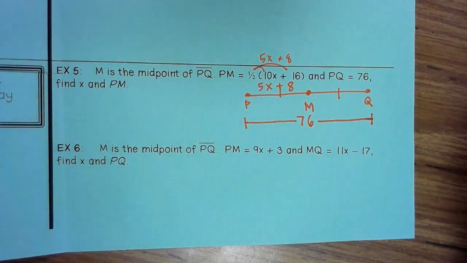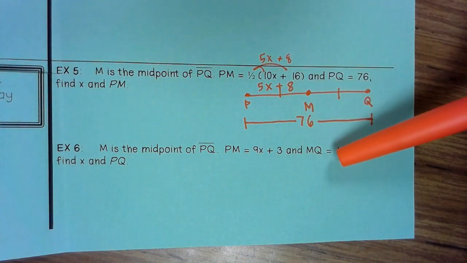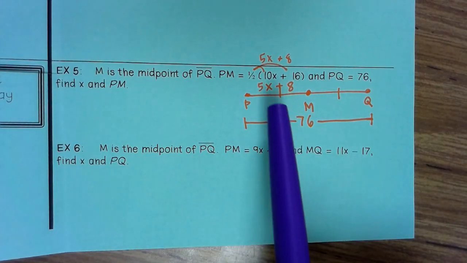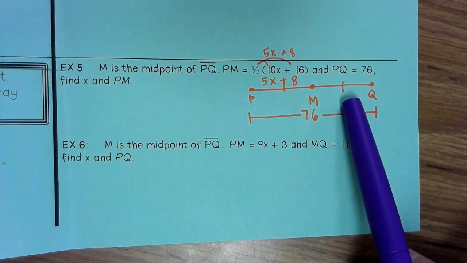Okay, so you might be thinking, well, wait a second. Those two things aren't equal. 5x plus 8 isn't equal to 76. I don't have enough information. How am I going to figure out what x is? And so here's what I do know. Here's what I want you to think. If I don't think I have enough information, well, first of all, you do, but you've got to figure out where it's coming from. So we know, we marked on our picture that PM is congruent to MQ.